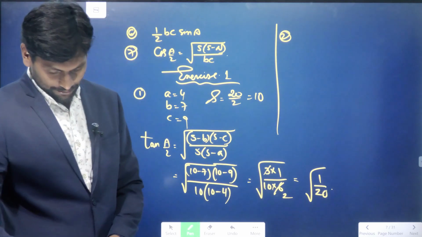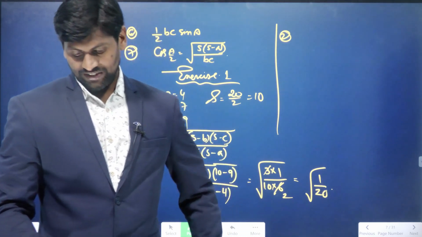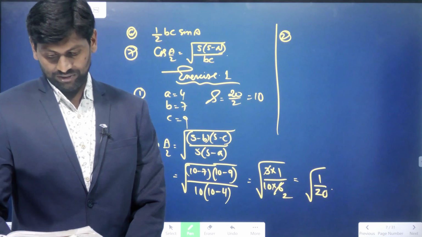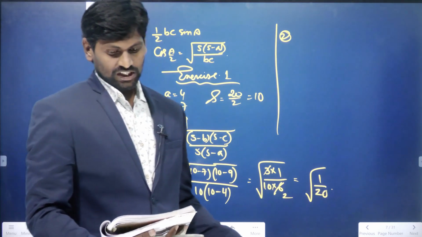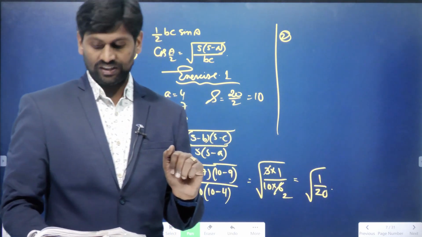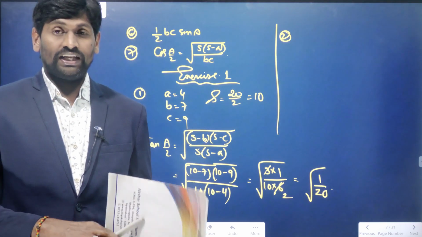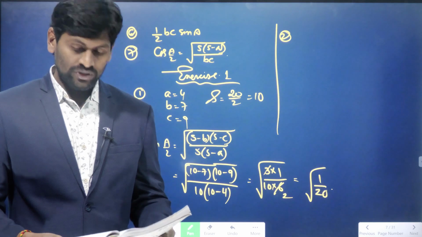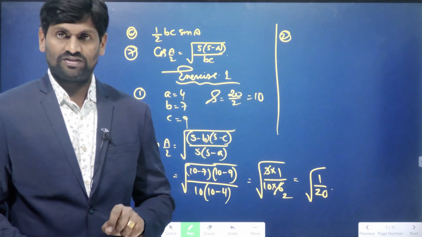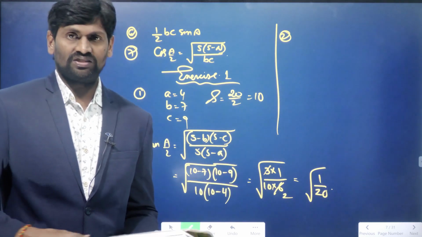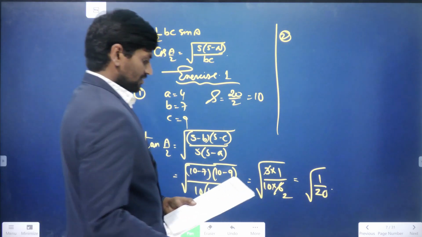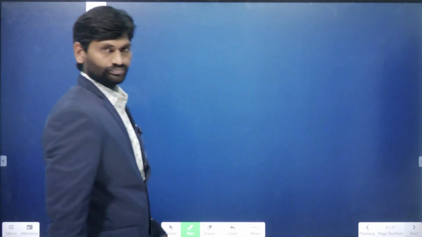Okay, now see problem number 2. The value of S and the triangle values are given, and tan A by 2 is asked. It is the same as the previous problem that we discussed, problem number 5. Same formula is used, but here A by 2 value is asked, instead of B by 2. So accordingly you can change the answer. Okay, so try that one. Let us go to problem number 3.